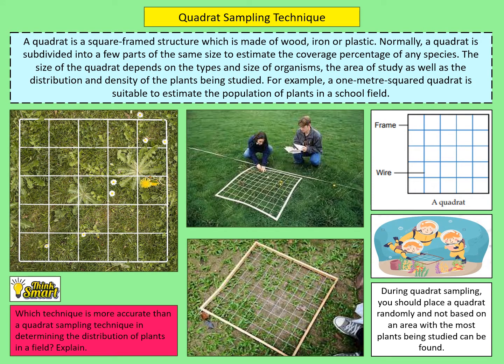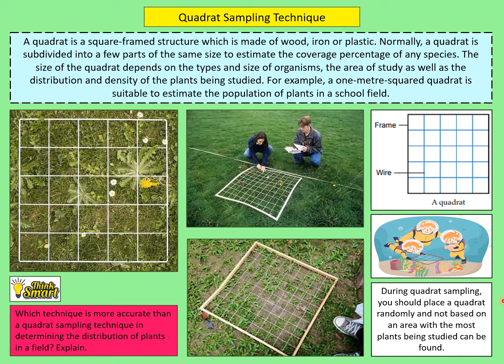Quadrat sampling technique. A quadrat is a square frame structure like this one. This is made of wood, iron, or plastic. Normally, a quadrat is subdivided into a few parts of the same size to estimate the coverage percentage of any species. The size of the quadrat depends on the types and size of organisms, the area of study, as well as the distribution and density of the plants being studied. For example, this is a 1 meter square quadrat. It is suitable to estimate the population of plants in the school field. This one is 50 centimeters square. This one is suitable for a small area.